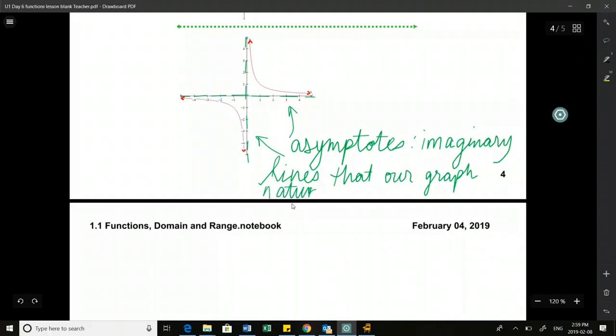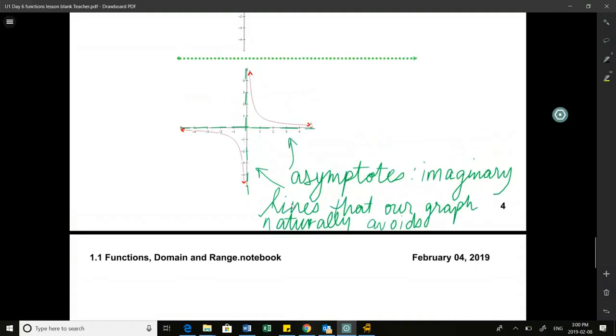Okay, and these are caused by certain things that happen in our function. For instance, I can't divide by 0. So if I happen to have a fraction as part of my function where there's a part that could potentially be equal to 0 in the denominator, that's what our graph naturally avoids. Our graph will actually create these imaginary lines that it curves around because of what is happening algebraically. We'll talk a little bit more about that later in the course.